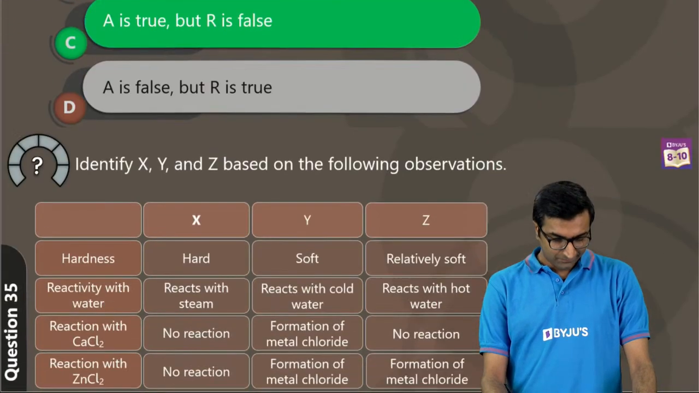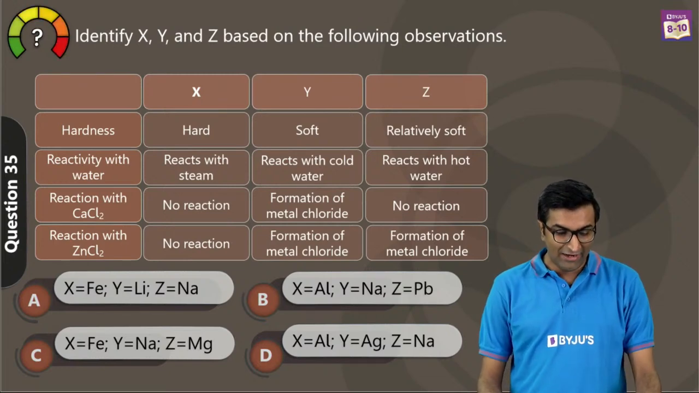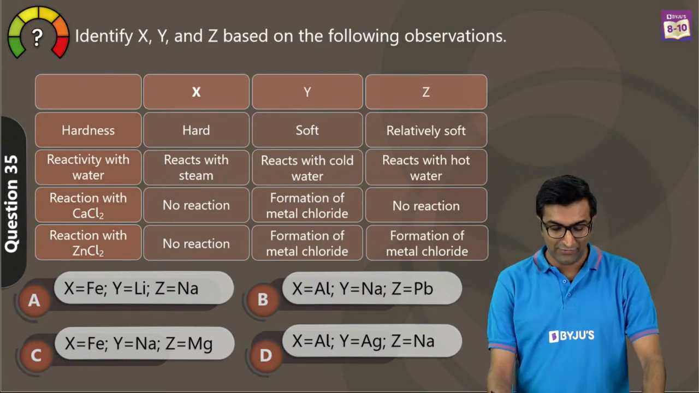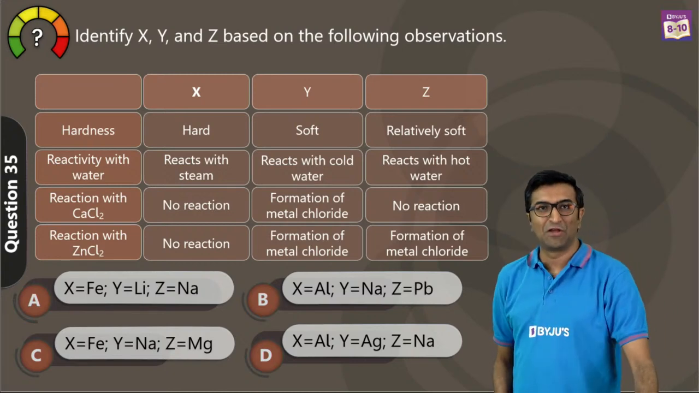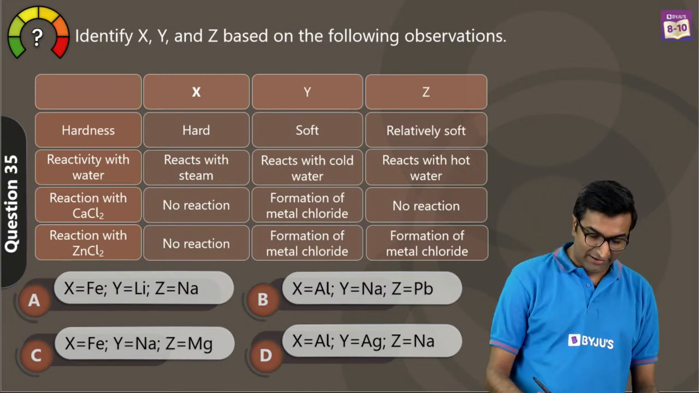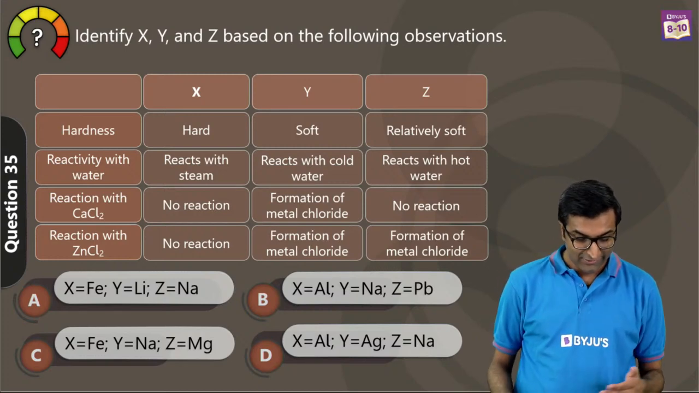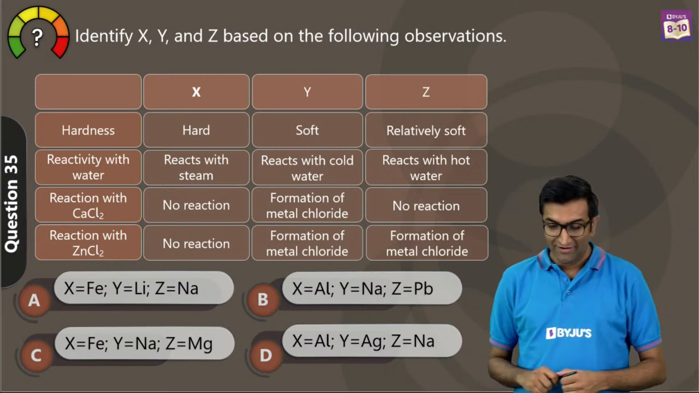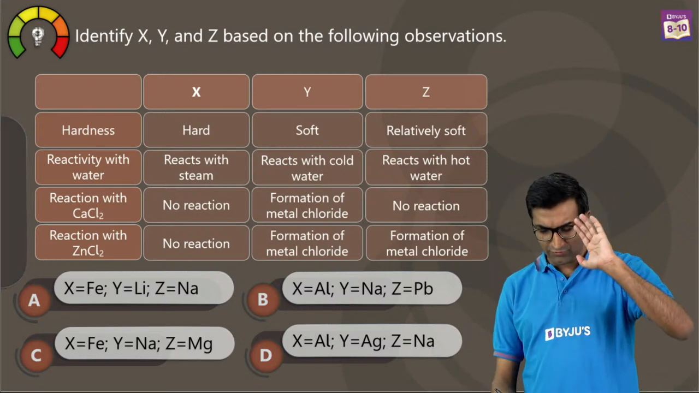All right. Now this question here, slowly filling up the bar. We've got to identify X, Y, and Z based on the following observations. The reason why this question is hard is because what you have here are so many tables. You've got a 3x3, 3x4 matrix over here. So much to do. You've got to identify X, Y, and Z. Truly a cruel question, but it's very doable. Okay, we're going to solve this so quickly.